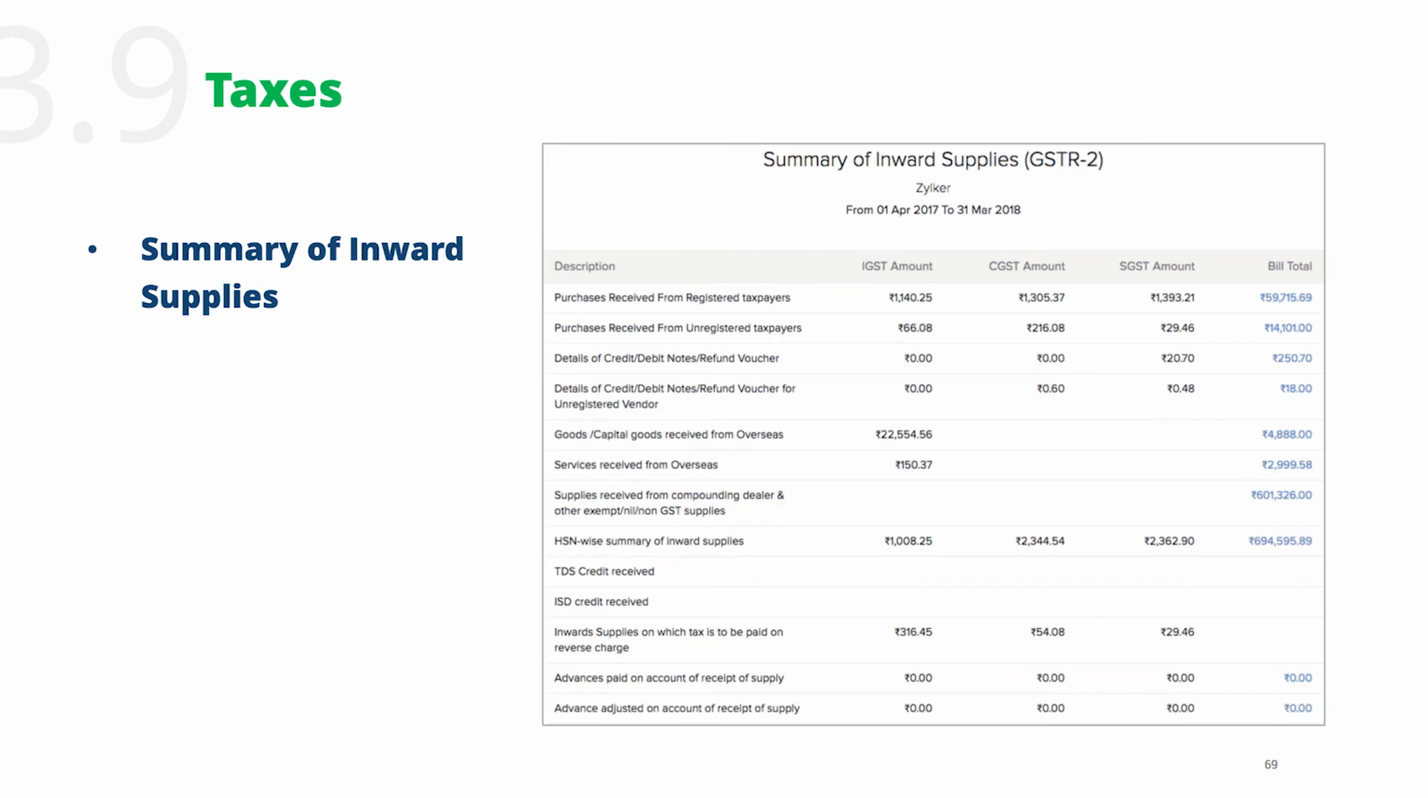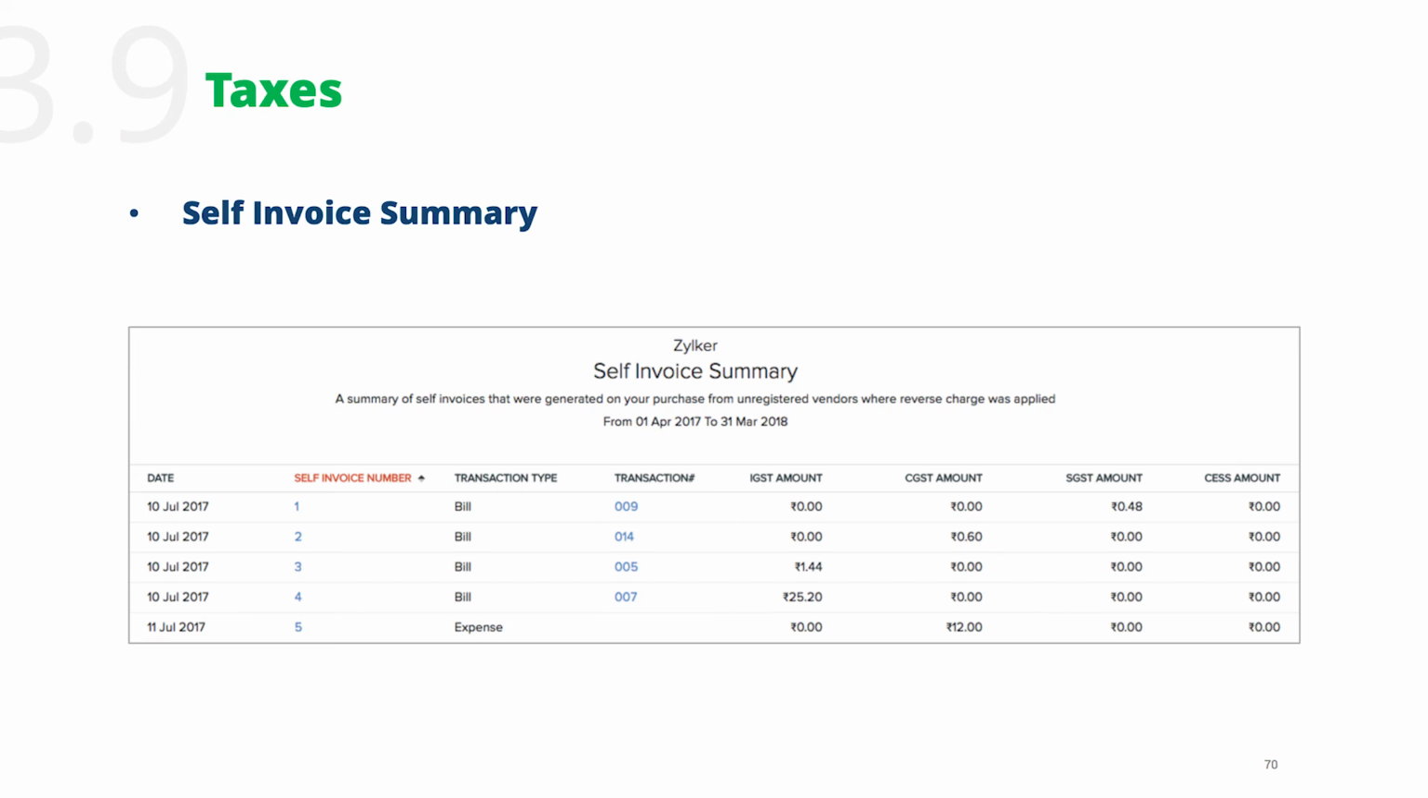The GSTR2, or the Summary of Inward Supplies, is another form to be submitted by businesses registered under GST. It is a form that must be filed for all purchase transactions and expenses incurred in a business. The self-invoice summary shows the purchases and expenses that have taken place with unregistered vendors where reverse charge applies. Such bills and expenses are listed in this report.